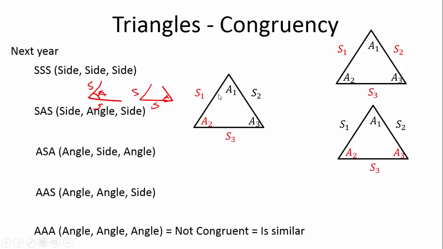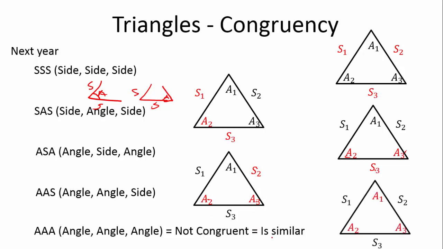Then for angle, side, angle, you're going to have angle, side, angle, and angle, angle, side, right? And then lastly, angle, angle, angle is not congruent, but it is similar. So if you watch a video on similarity, you'll understand this, because these could be any size. These could be increased by a ratio of A, for example, or X, and you could have made this bigger. So these you're going to touch on more in grade 9, so don't stress too much about this.